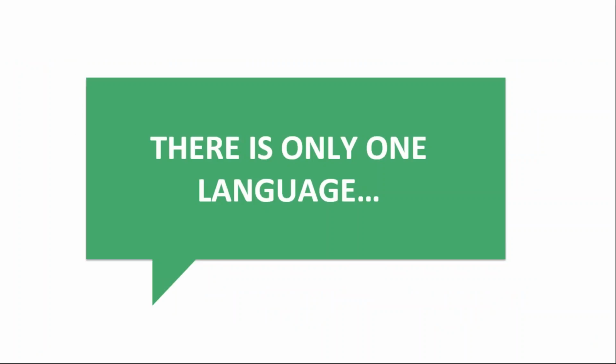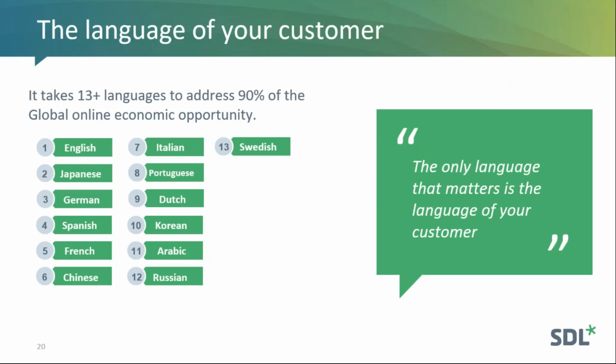There's an expression in the industry that says there is only one language. And when you say this to an English-speaking person, they say, yes, it's English, isn't it? No, it's not. The only language that matters is the language of your customer. So whatever the native language of your customer is, that's the only language that really matters to you when you're going global and going international. Yes, there are plenty of stats out there that show you need 13 or more languages to address 90% of the online population, but really that doesn't matter. What really matters is what market you are going to, what language they speak, and that's the most important language for you to consider.